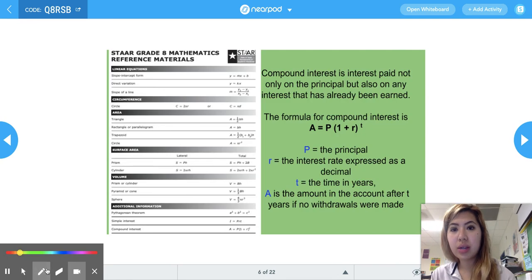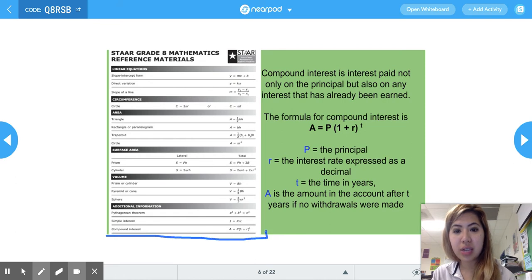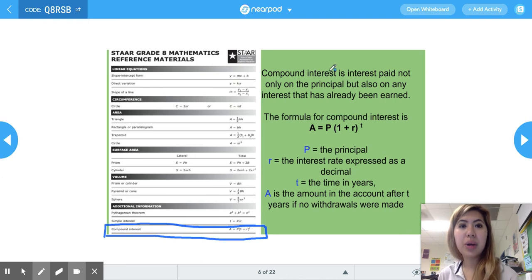On the 8th grade STAR reference materials, you can find the formula for compound interest at the bottom right here. So we have A is equal to P times 1 plus R raised to the power of T. Compound interest is interest paid not only on the principal, but also on any interest that has already been earned. In this case, we're not finding the amount of interest earned, we're finding the total amount earned. So that's what A represents, the amount in the account after 2 years if no withdrawals were made. P again is the principal, R again is the interest rate as a decimal, and T again is the time in years.